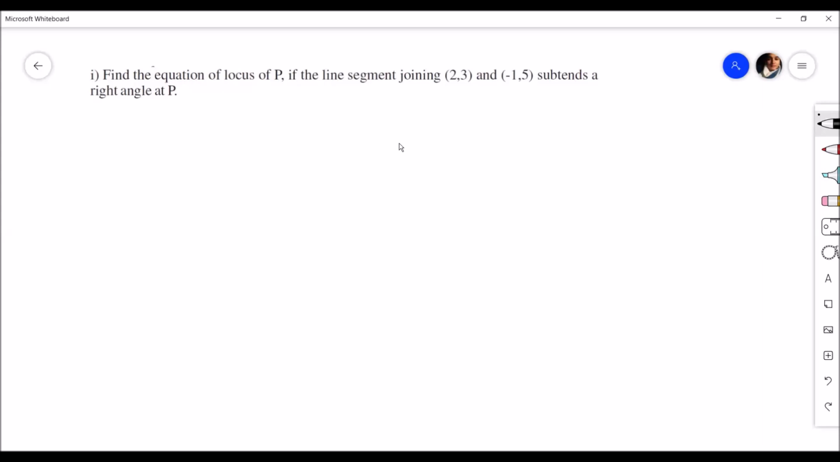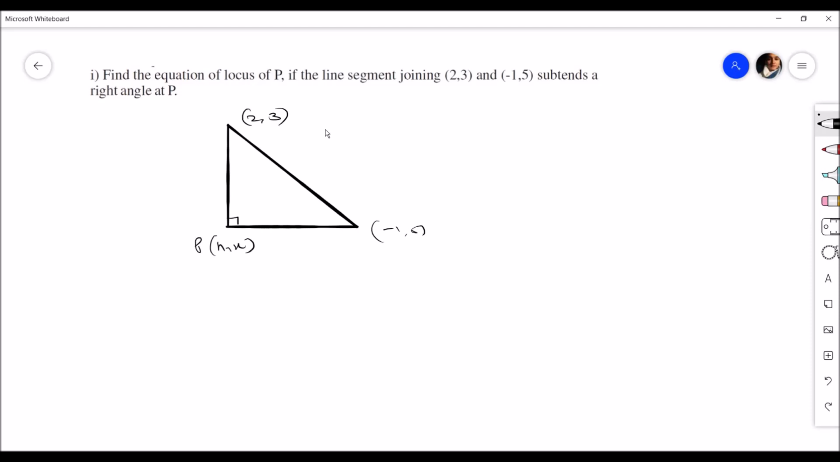There are a lot of ways to solve this problem. You can use the idea of slopes, or you can simply apply Pythagoras theorem to solve this particular problem, right? So let me show you how the figure is going to look. There's one point given as (2, 3), and another point given as (-1, 5). Now these two should subtend a right angle at P, which I'm going to call (h, k). Is that clear? When they subtend a right angle at P, this angle should be 90 degrees.